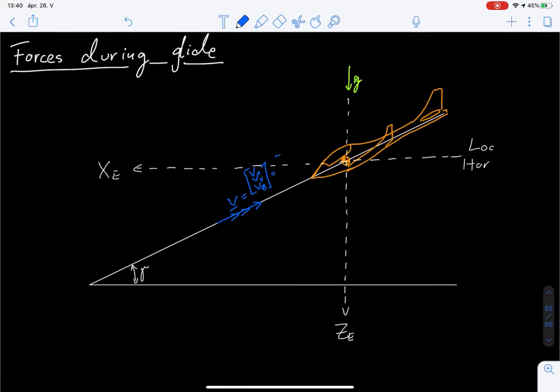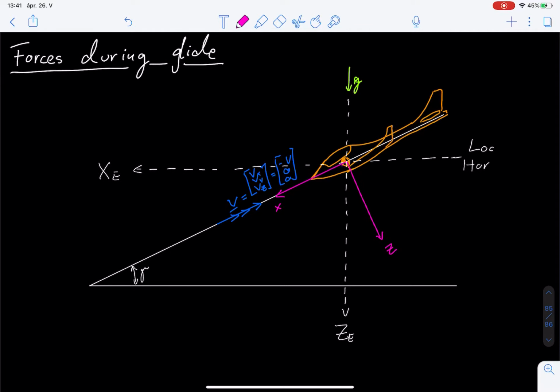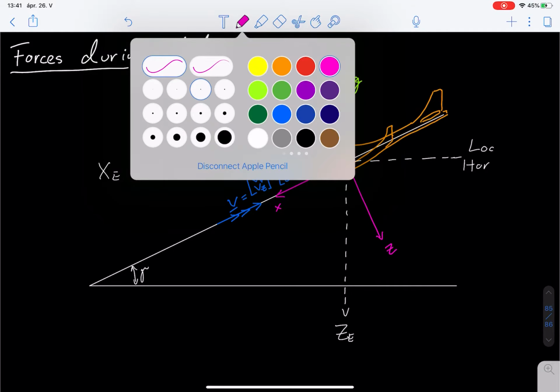So therefore this is going to be minus V 0, 0, because we forgot to mention that of course this one is going to be parallel with the aircraft's longitudinal axis, and perpendicular to that we're going to have the vertical axis of the aircraft, right? And the two are perpendicular to each other, of course. Okay, so let's gather the forces acting on the aircraft.